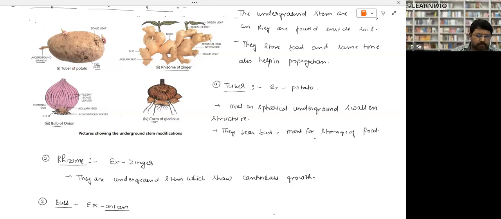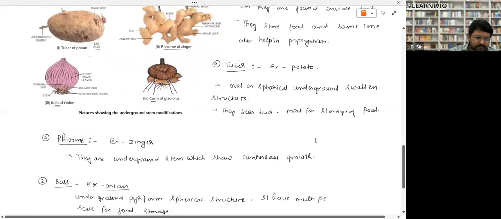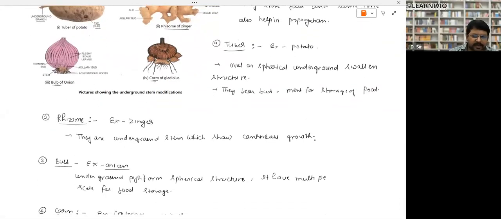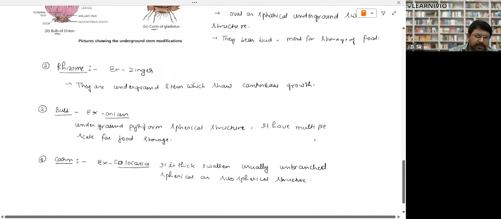Then come to the rhizome. Rhizome like ginger. This is the rhizome of ginger. They are underground stem which show continuous growth. Look, these stem they grow horizontally, continuous horizontal growth, right? But arise from here. So ginger is a stem.